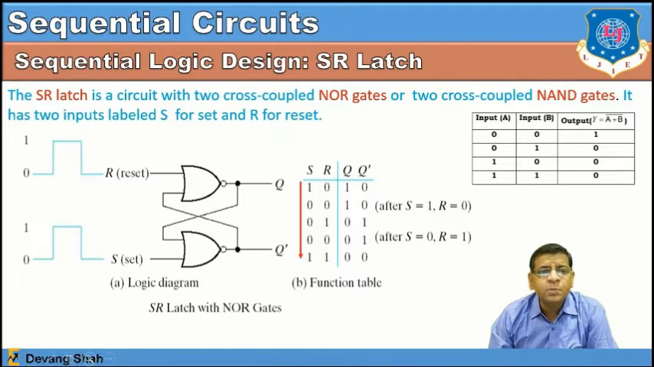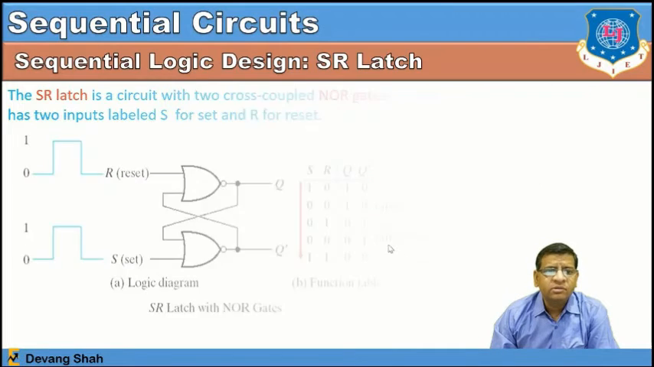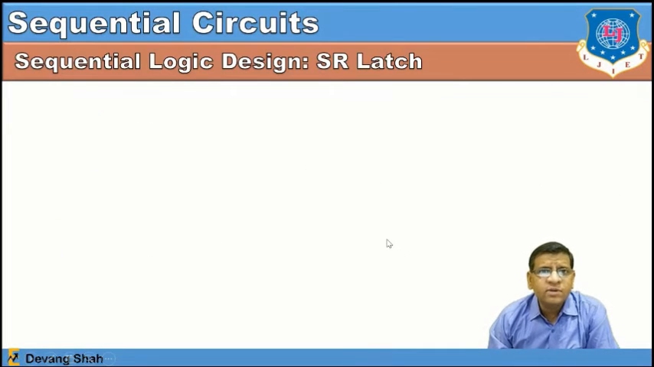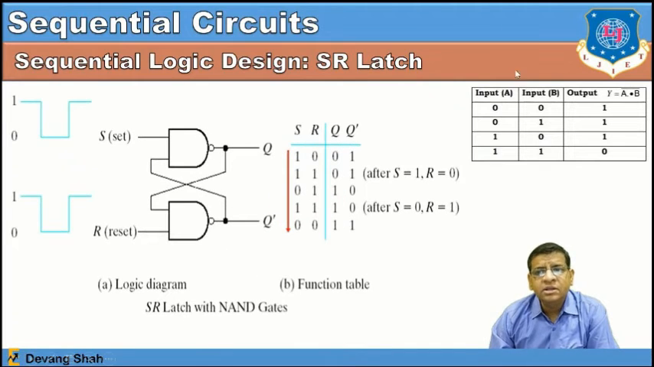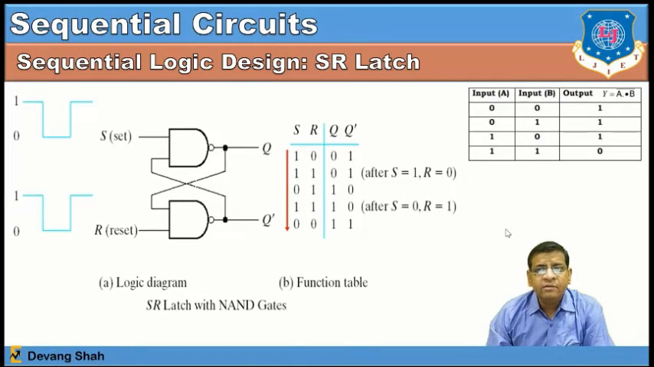Now you can see that Q is fed back to the second stage of the NOR gate, and Q bar is fed back to the first stage of the NOR gate. That's how you make the feedback from these two connections. Now you can see a similar sequential circuit built with NAND gates, where in the NAND truth table, when you apply 0 0, the output is 1, and when both inputs are 1 1, it goes to 0, right?